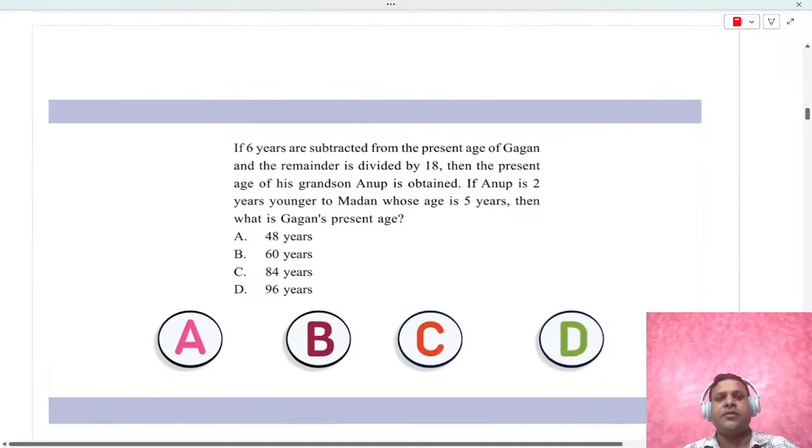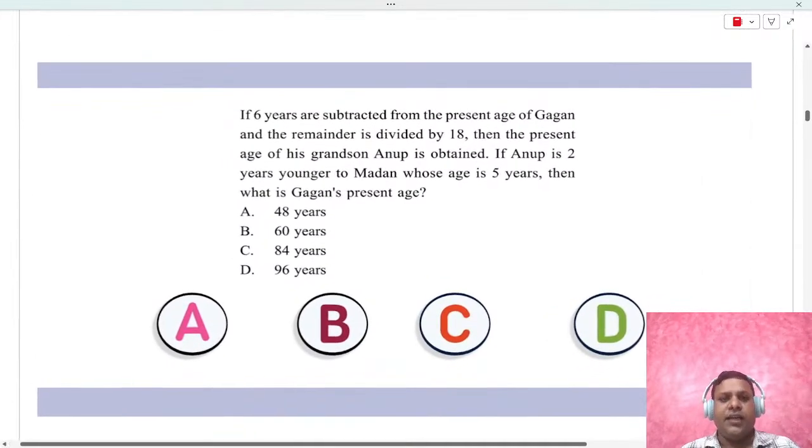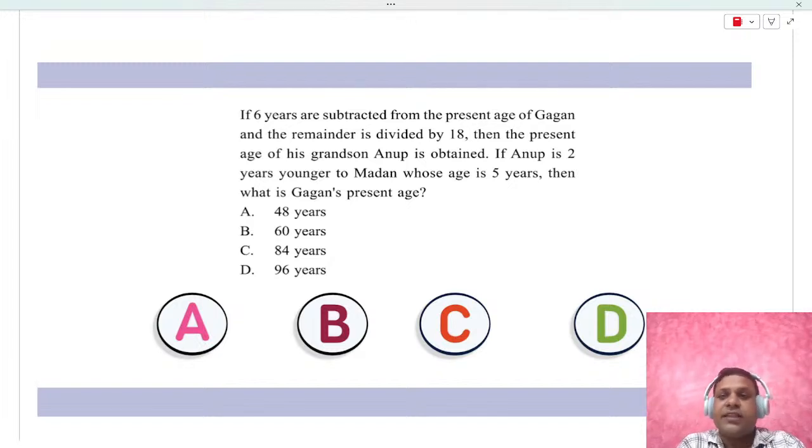Yes, it is the second question of the day. The question is, if 6 years are subtracted from the percentage of Gagan and the remainder is divided by 18, then the present age of grandson Anup is obtained. If Anup is 2 years younger than Mohan, whose age is 5 years, then what is Gagan's present age?